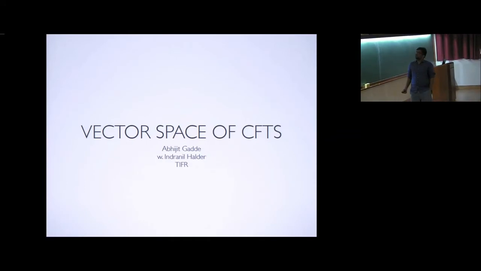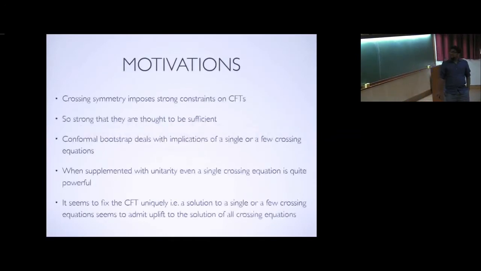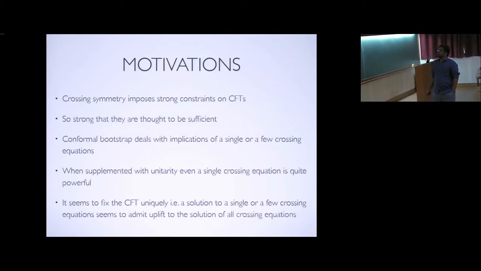Okay, so let me begin with some motivations. We know that the crossing symmetry of 4-point functions in conformal field theory imposes extremely strong constraints, and they are so strong they are usually thought to be sufficient to constrain the entire conformal field theory. In fact, even though there are infinitely many crossing symmetry equations that a CFT obeys, when supplemented with unitarity, even a single crossing equation is quite powerful.